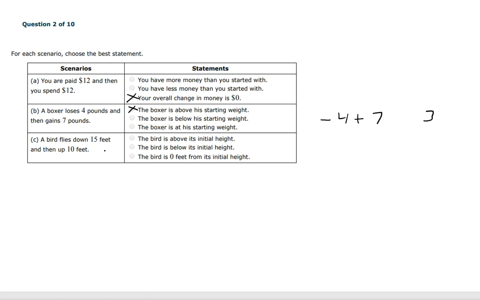Let's look at the next one. A bird flies down 15 feet, so down 15 feet, and then up 10 feet. So now you have to answer this question. Is the bird above its initial height? The bird is below its initial height. The bird is 0 feet from its initial height. So if it has an initial height and then it flies down 15 and then up 10, the net change is negative 5. So the bird is below its initial height.